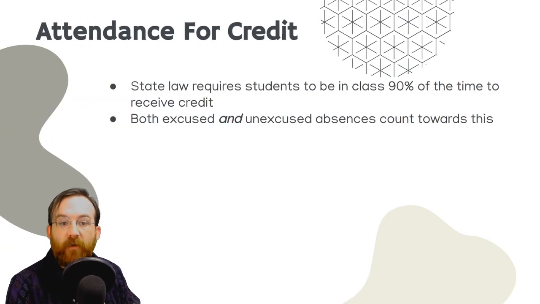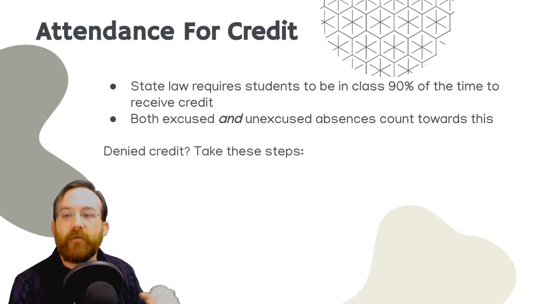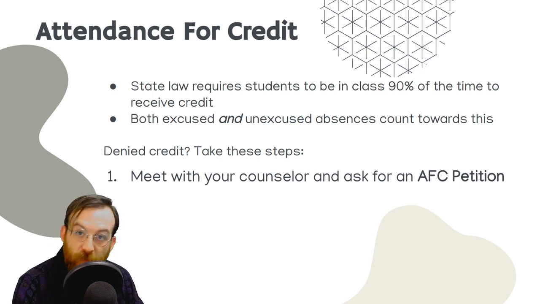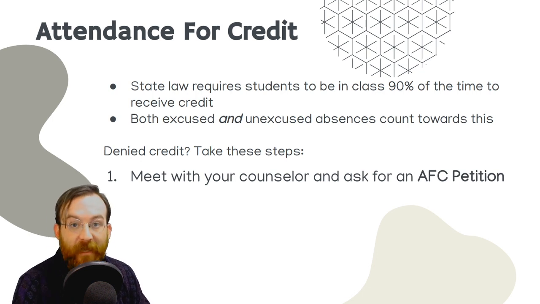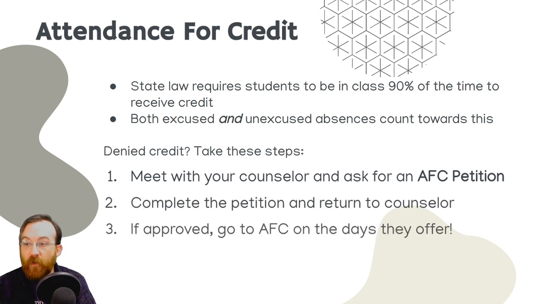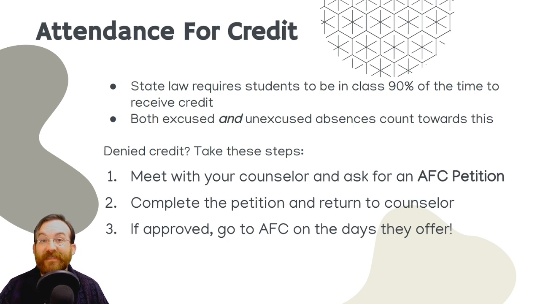And you can thank the great state of Texas for that. So if your report card for a class says that you were denied credit due to absences, there is a way to fix it. First, you need to meet with your counselor and ask for an AFC petition. If you don't know who your counselor is, you can go to Longhorn Country to the counselor tab, find which counselor correlates with your last name, and go see them. They will then give you a petition that you have to fill out and return to the counselor. If they approve your petition, then you'll have to go to AFC, attendance for credit, on the days that are offered.